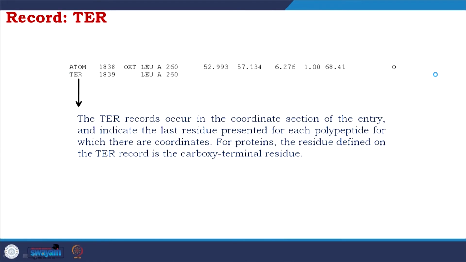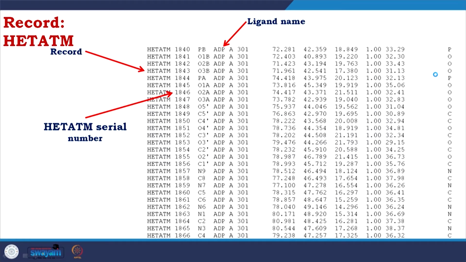Okay. As I talked about, there is a TER record. The TER record occurs in the coordinate section of the entry and indicates the last residue present for each polypeptide for which there are coordinates. For proteins, the residue defined on the TER record is the carboxy terminal residue, because it is N to C always. Then HETATM, here also you get the record, you get the heteroatom serial number and ligand.